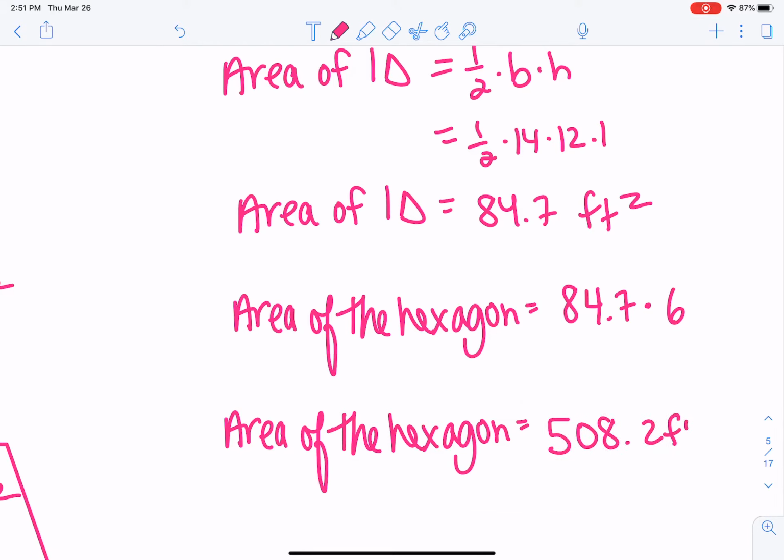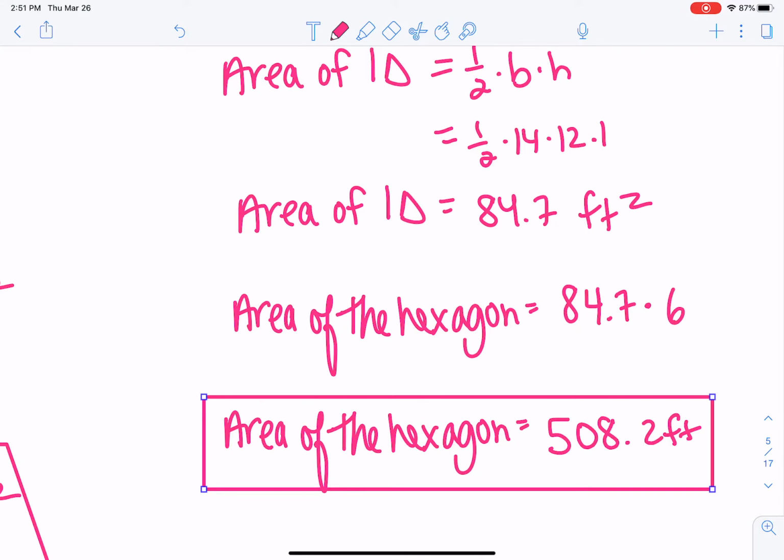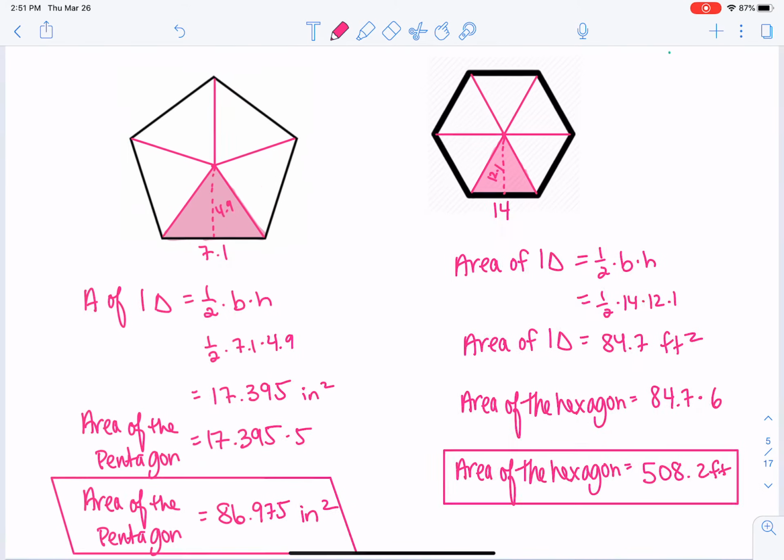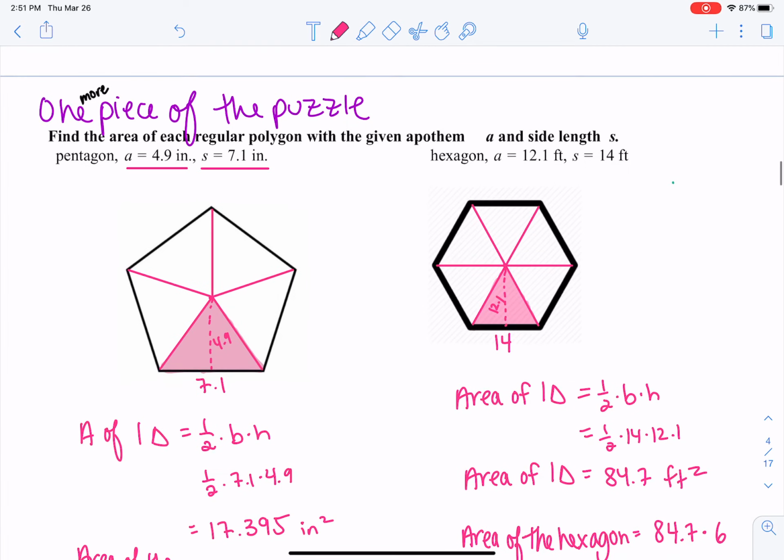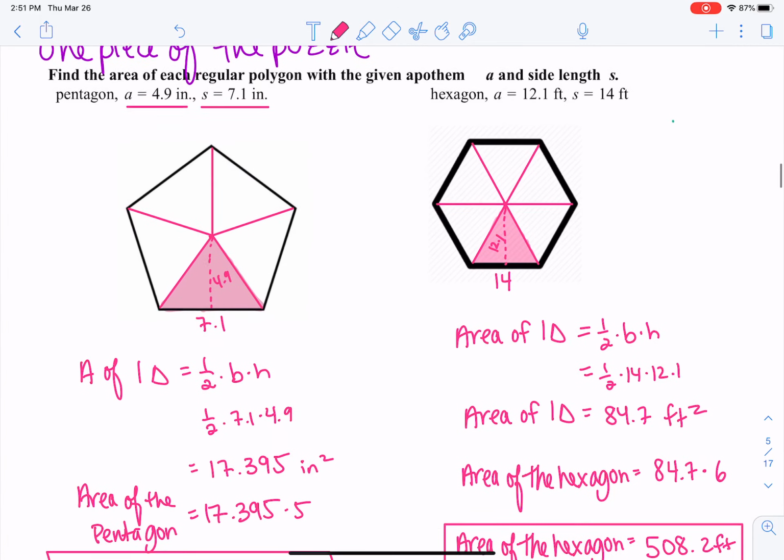508.2 feet squared. So one area you could use this is like if you were measuring the stop sign. You could measure to the middle from the bottom and the side length, and you could find the amount of material you would need for that stop sign. So that's starting us out finding the area when we're given the apothem and the side.